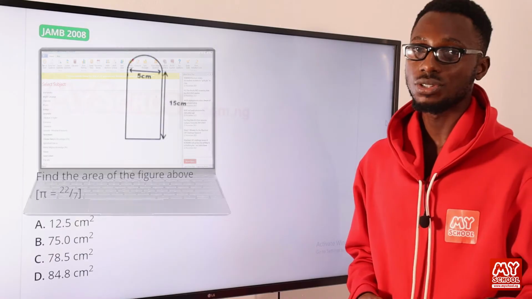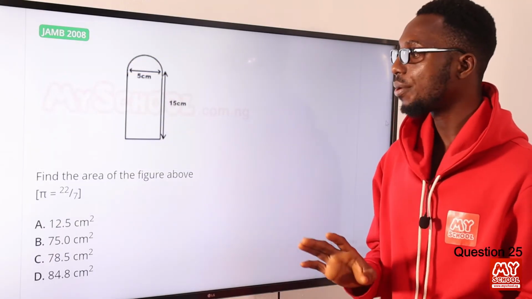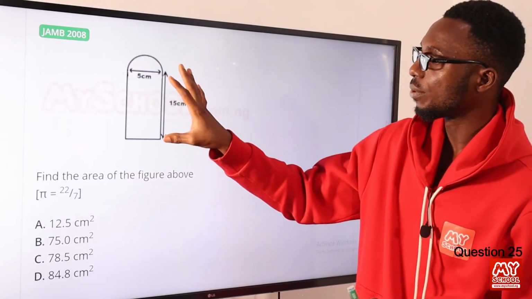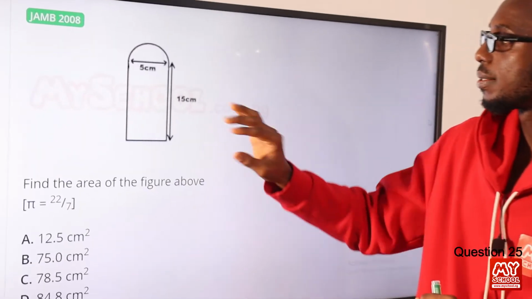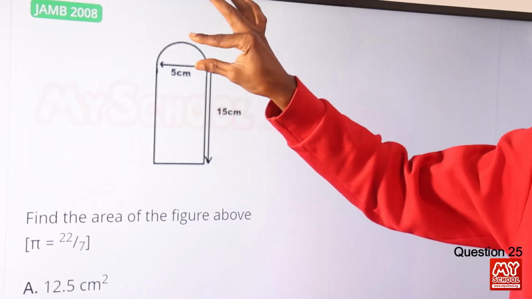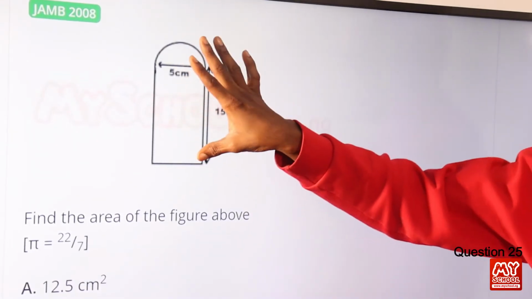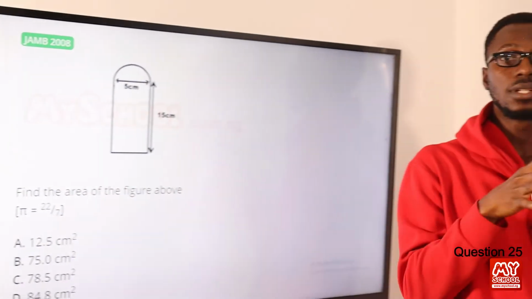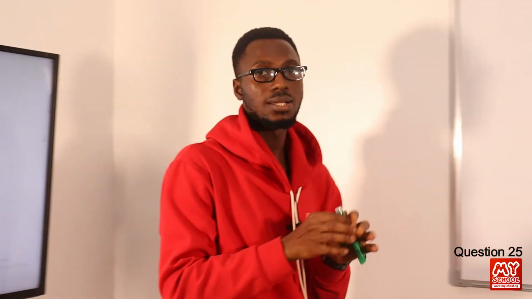So join me as I solve question 25. Find the area of the figure above. You can see this figure is like a combo, right? I can sort out a rectangle this way and also a semicircle. All right, rectangle and semicircle. So I will just find the area of these individual figures, then add the answers.